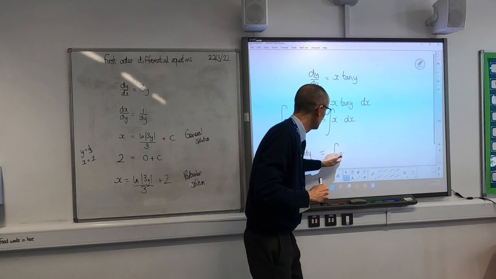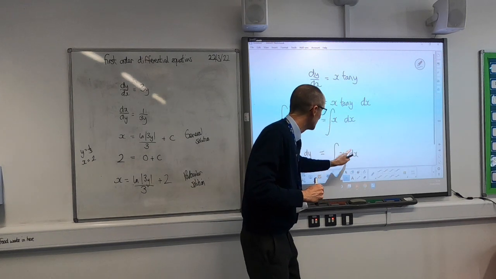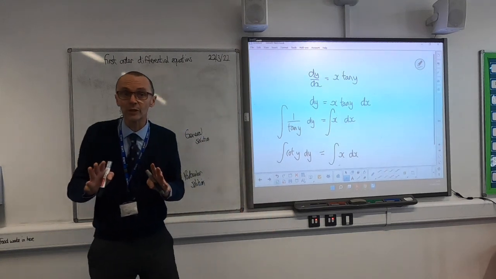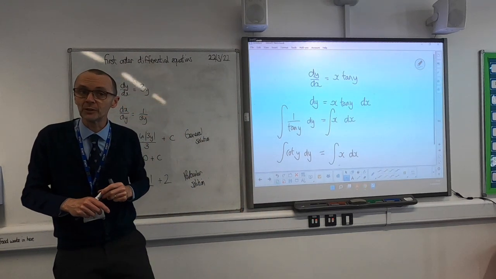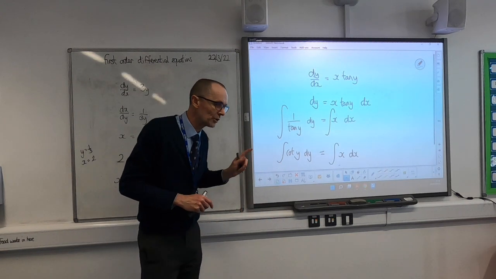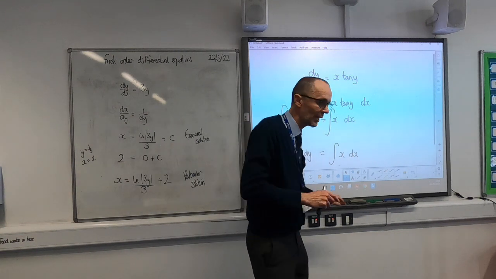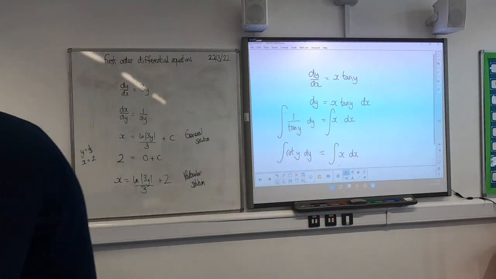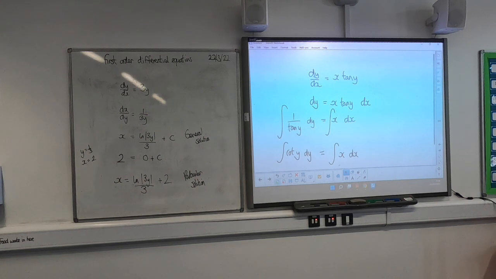On this side, I'm integrating x with respect to x, so that's all good. I'm going to increase the power, divide by the new power. So do you just want to integrate both of those things? You'll have to turn to your formula book on page 7 to remind yourself how to integrate cot. It's just cot y, there's no k involved, so it's nice and easy.